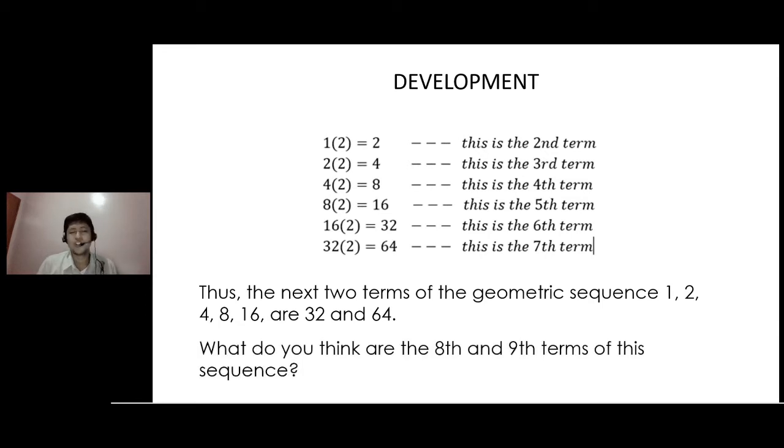So what do you think are the 8th and 9th terms of the given sequence? Can you answer that? Very good. The 8th term is found by multiplying 64 by 2, which is 128, and multiplying again by 2 to get the 9th term, which is equal to 256. Very good.